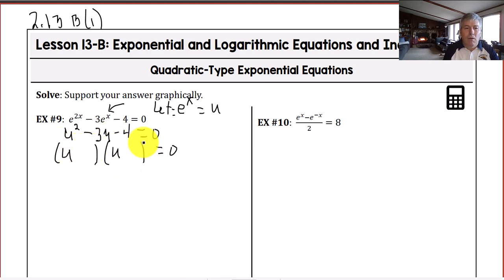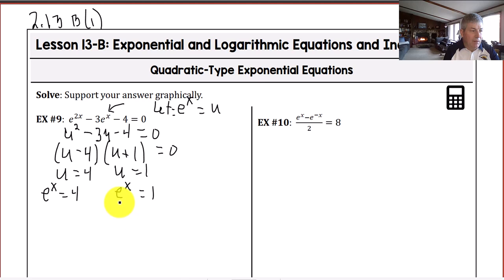Keep that equal to 0. Factors of negative 4 that add up to negative 3. So factors would be 4 and 1, so minus 4 plus 1. So solving, we get u equals 4 and u equals 1. So now u is e to the x. So we have e to the x equals 4 and e to the x equals negative 1. Now we have to solve both of these. This one is extraneous. We're not going to get e to the x equal to negative 1.